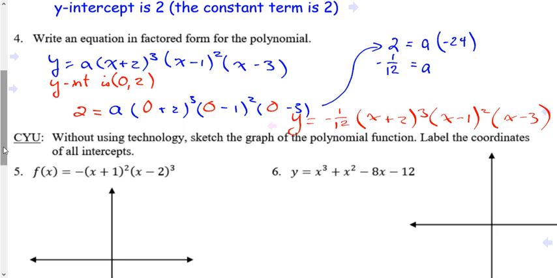Once you've checked that out, the next 2 questions are check your understanding, see what you can come up with for sketching those 2 graphs.